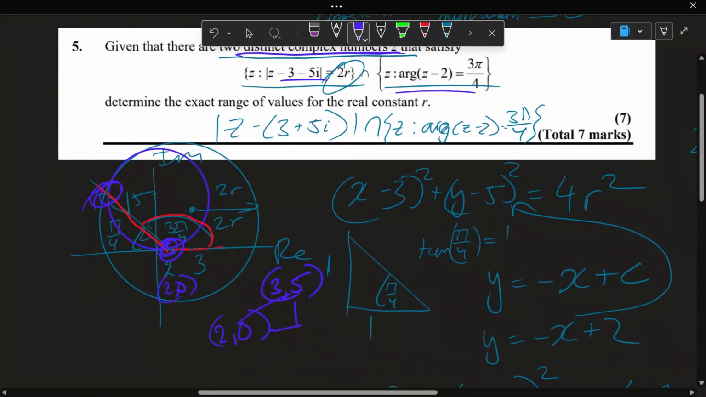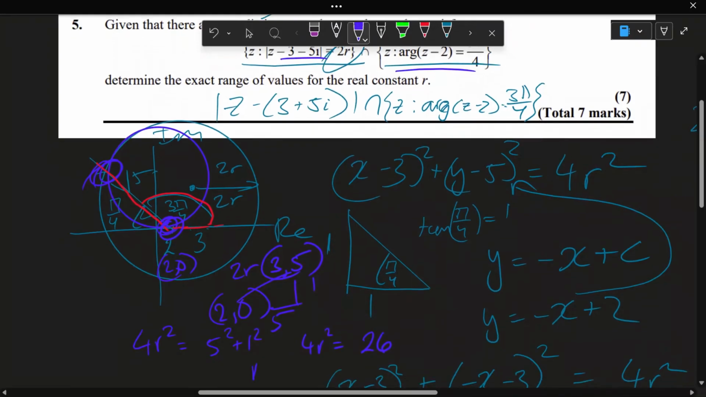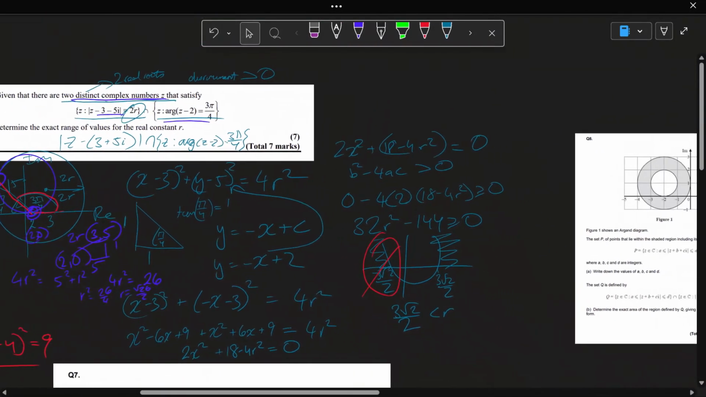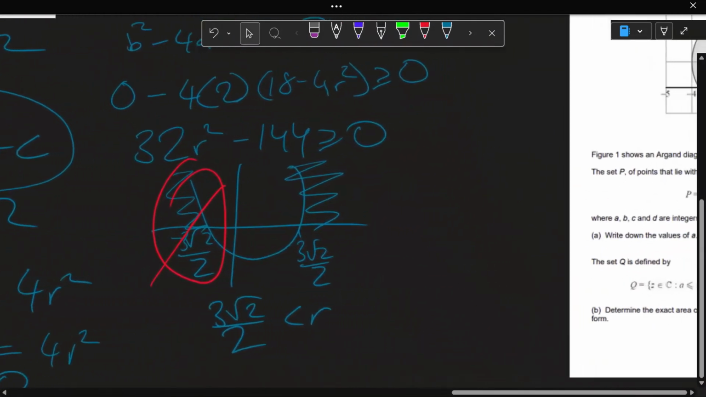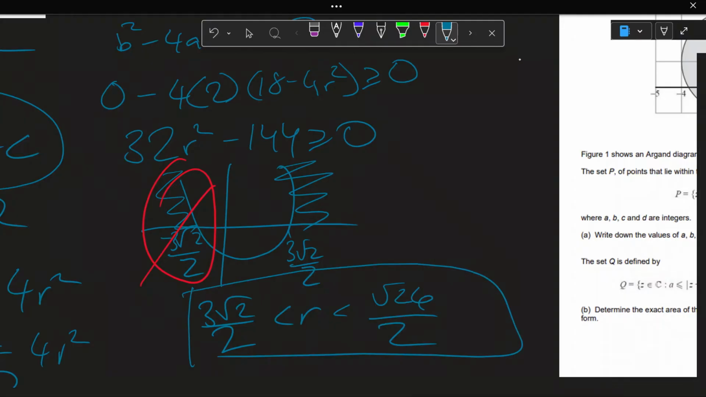If this is going to be 2r, then 4r squared equals 5 squared plus 1 squared. So 4r squared equals 26, r squared equals 26 over 4, r equals root 26 over 2. That means our maximum value can only be root 26 over 2. This is our final inequality.